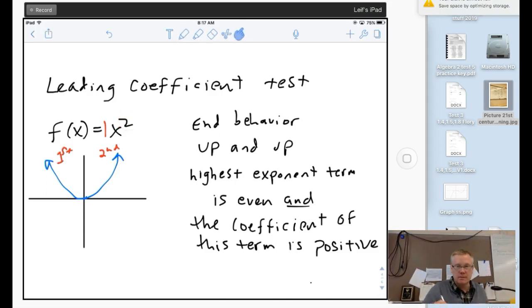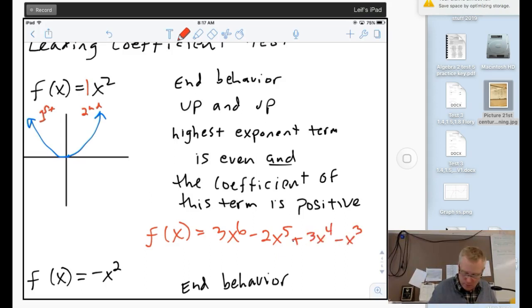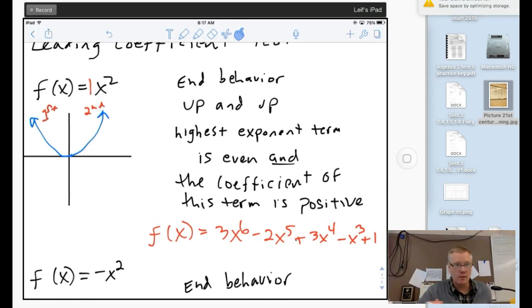If the biggest degree of the polynomial is even, then it's going to be up and up if a is positive. So for example, if I gave you f of x equals 3x to the 6th minus 2x to the 5th plus 3x to the 4th minus x cubed plus 1, this is going to be the exact same type of thing. It's going to be up and up. The graph may not look exactly like a parabola, obviously, but the end behavior will be the same, and the two ends will be up and up.